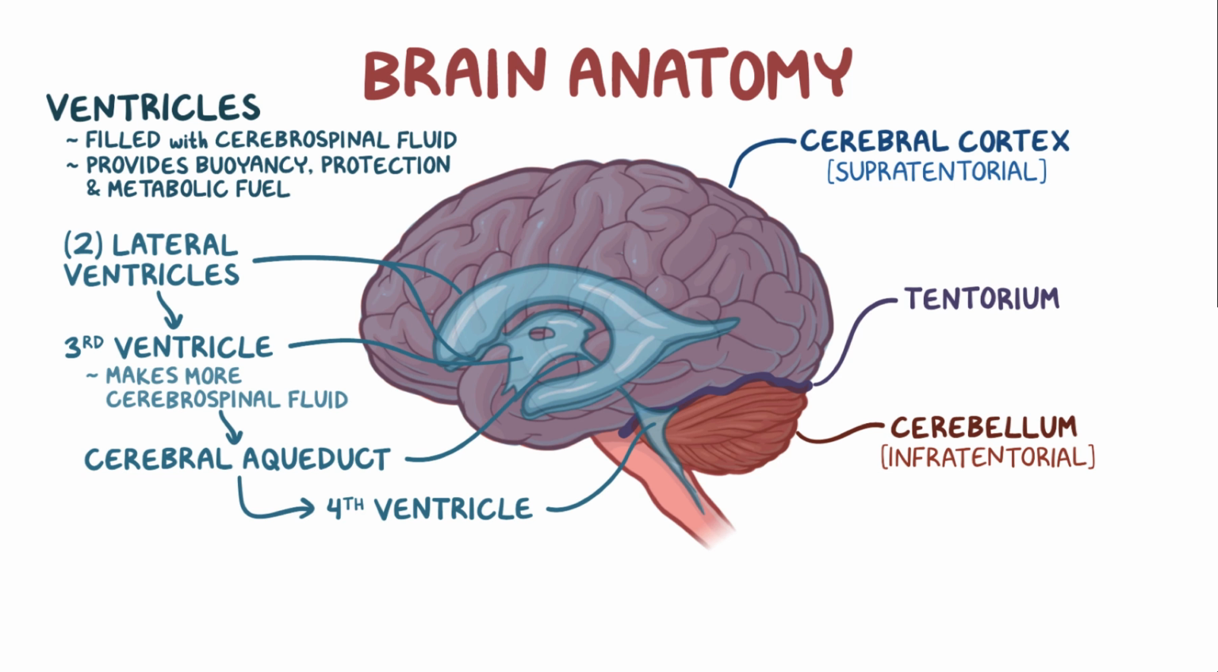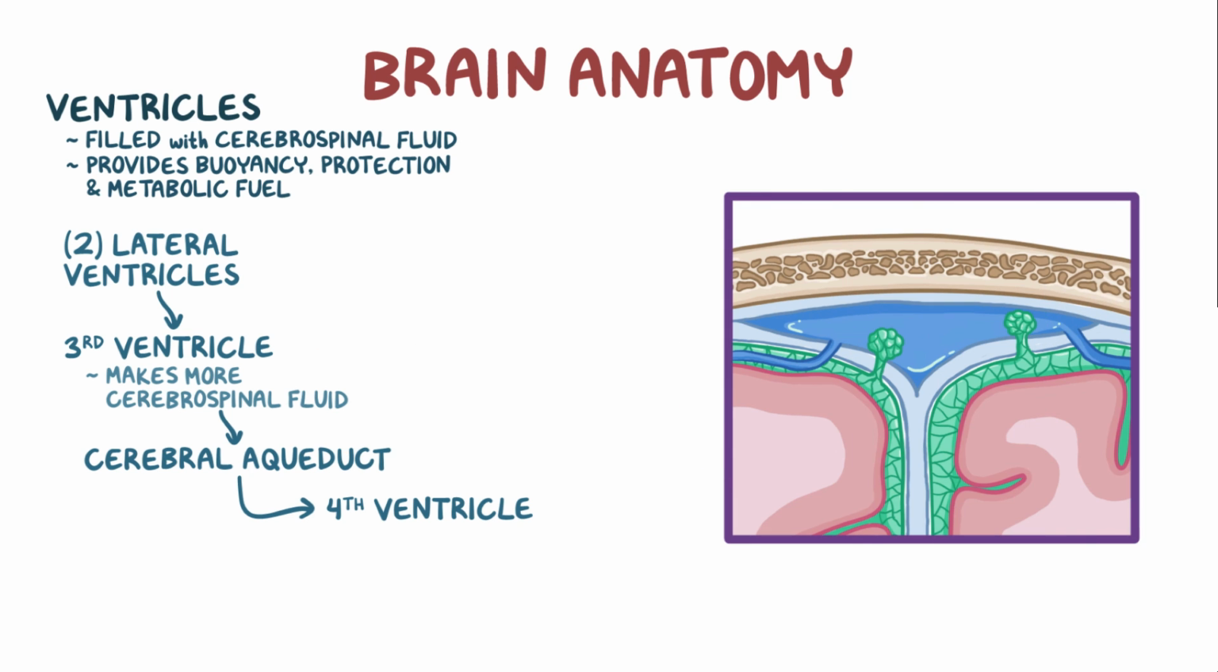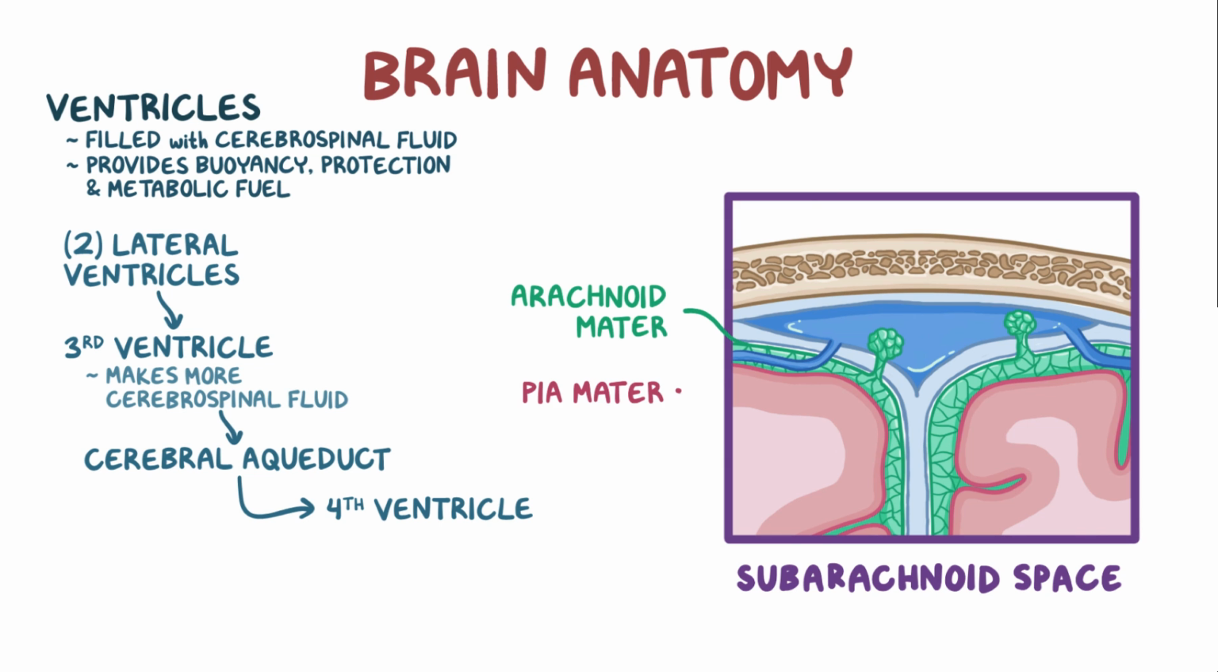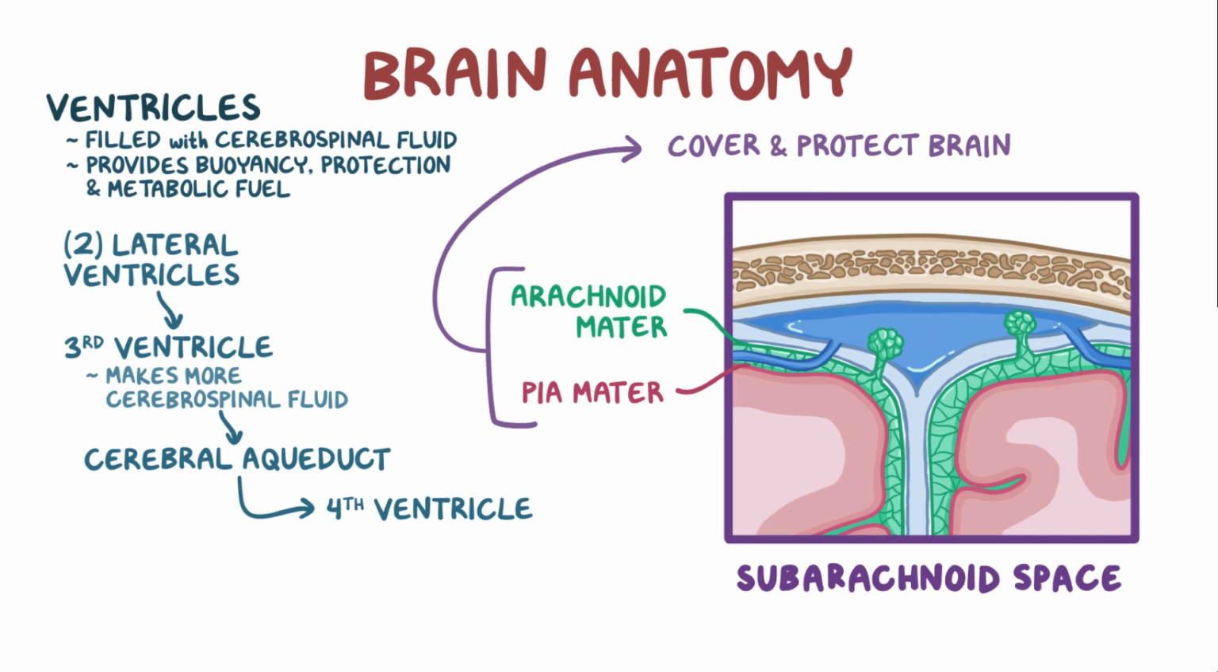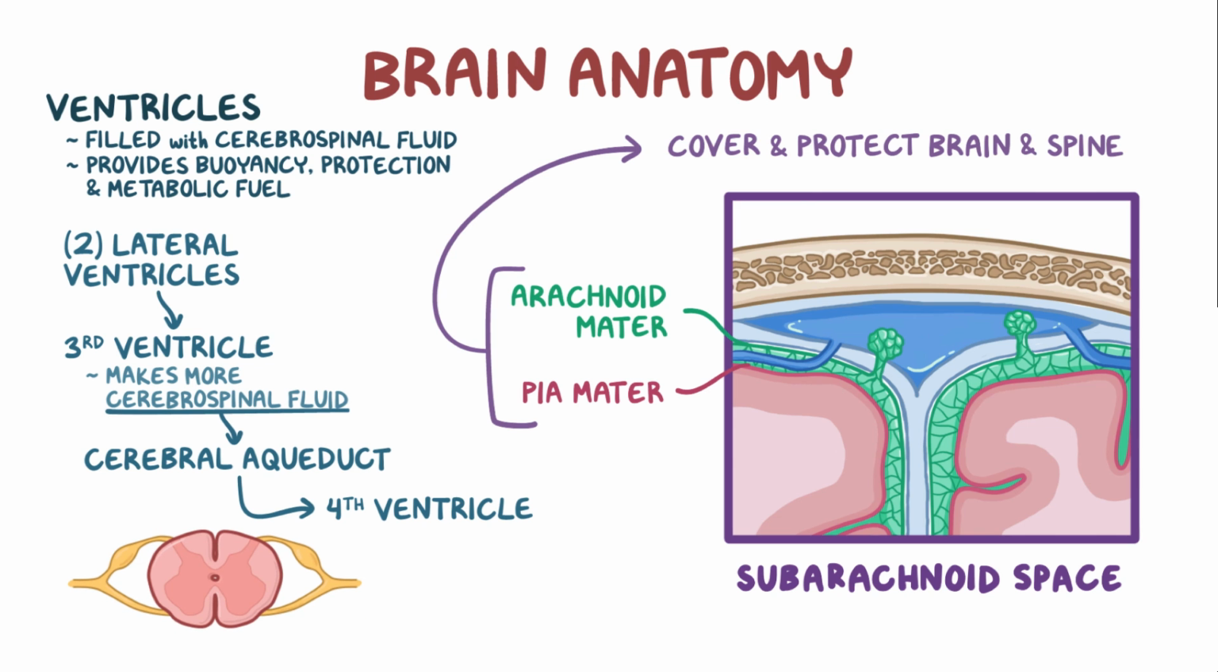The fourth ventricle is a tent-shaped cavity located between the brainstem and the cerebellum. After the fourth ventricle, the cerebrospinal fluid enters the subarachnoid space, which is the space between the arachnoid and pia mater, 2 of the inner linings of the meninges which cover and protect both the brain and the spine. So this makes it possible for cerebrospinal fluid to also flow through the central canal of the spine.